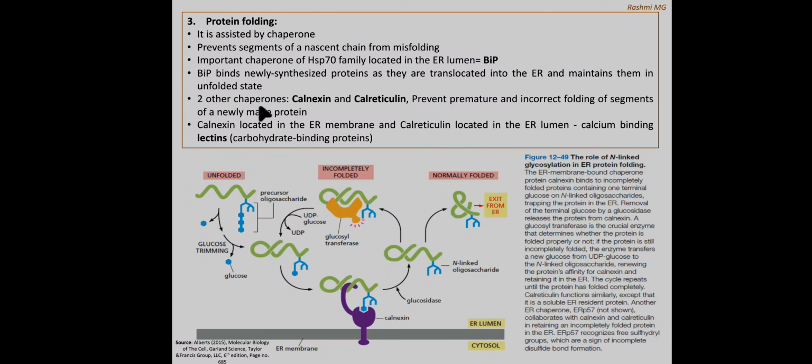Calnexin is, see, it is a chaperone. It prevents premature and incorrect folding. If it is incorrectly folded, it gets back to the cycle. If it is correctly folded, then it will let the protein go further. See, calnexin is located where? It is in the ER membrane. Calreticulin is located where? It is in the ER lumen. Both are calcium binding lectins.